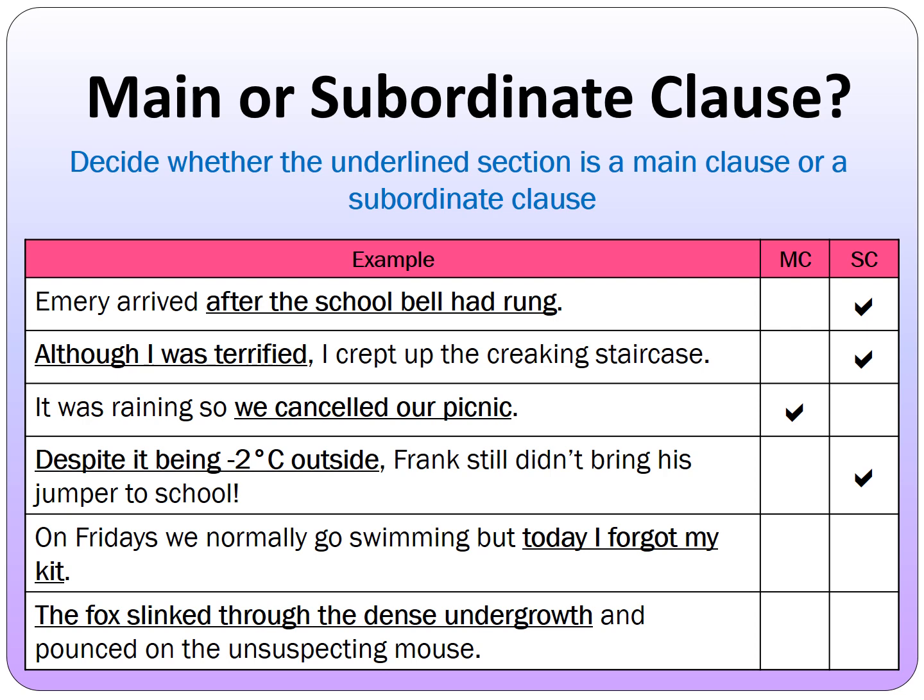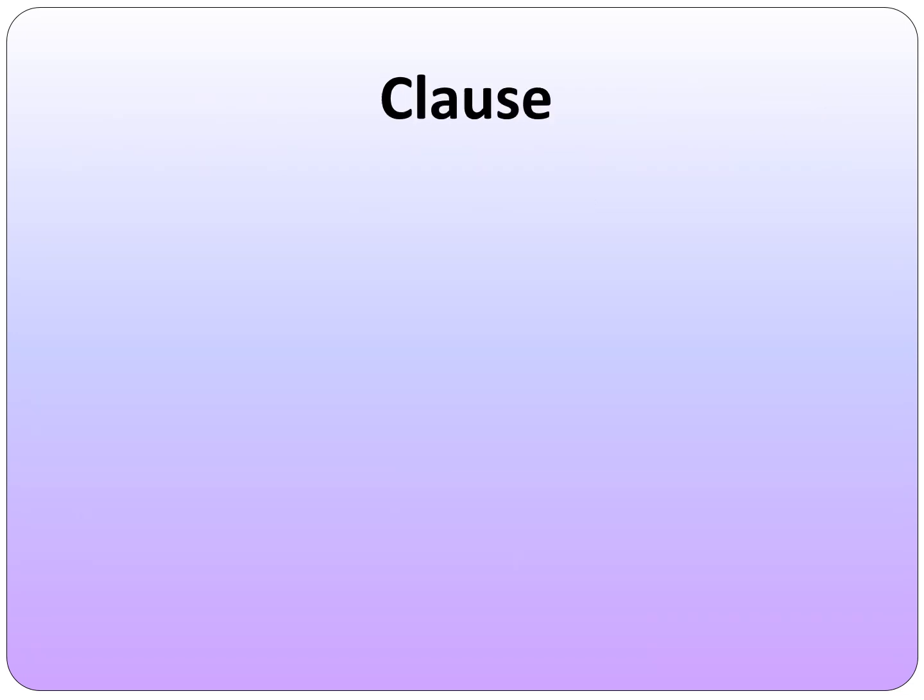On Fridays we normally go swimming, but today I forgot my kit. Today I forgot my kit is a main clause. The fox slinked through the dense undergrowth and pounced on the unsuspecting mouse. The fox slinked through the dense undergrowth makes sense on its own, therefore that is a main clause.